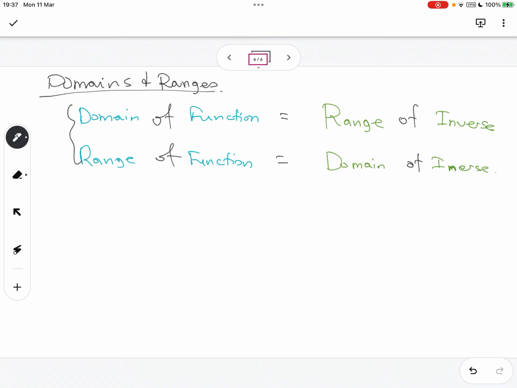And then secondly, the inverse. So let's look at a straight line, right? y equals mx plus c. The inverse is also a straight line.